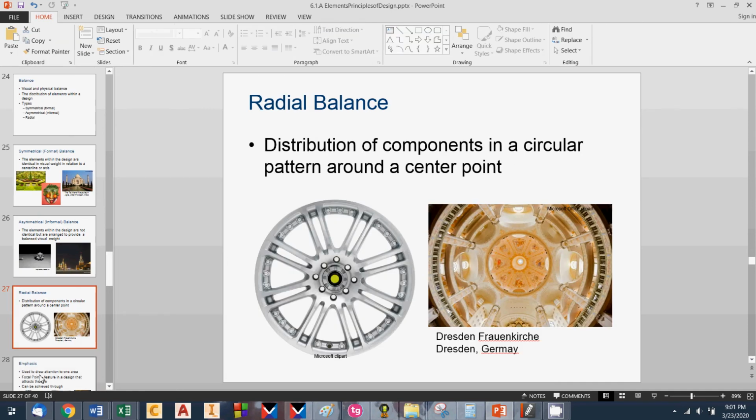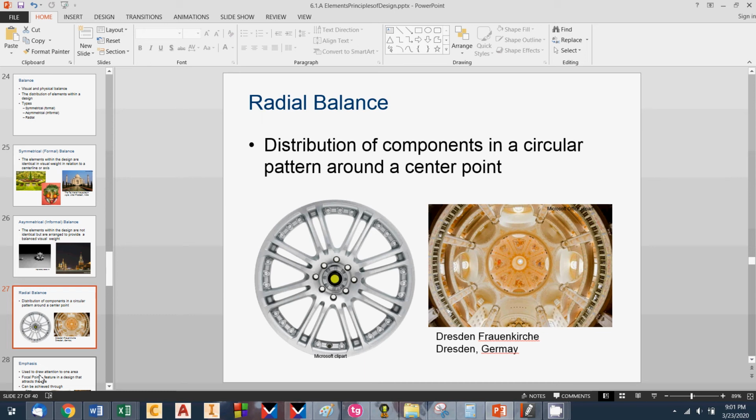Another way to do balance is to do what's called radial balance. Now, radial balance, whenever you hear the word radial, what you should think of is a circle. So a radial balance is based off a circular design. We have a center point, and things are arranged around that center point. So we have this little hubcap here.